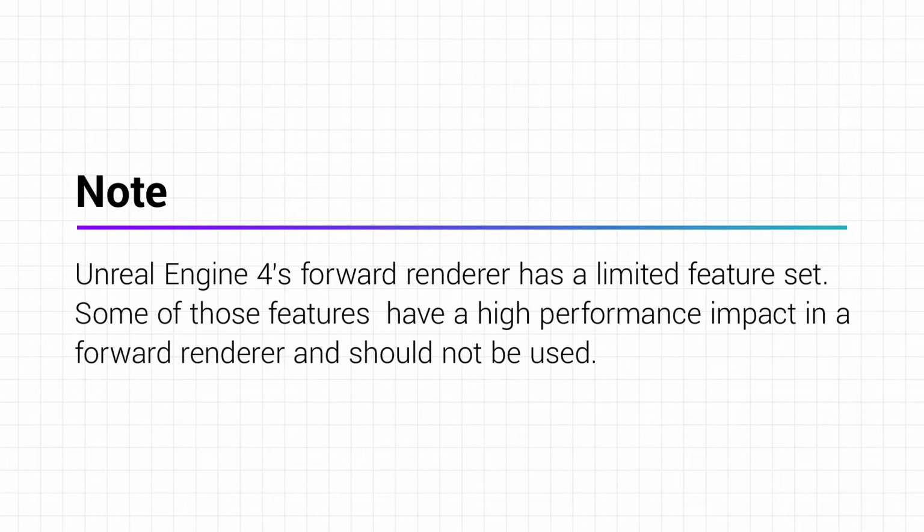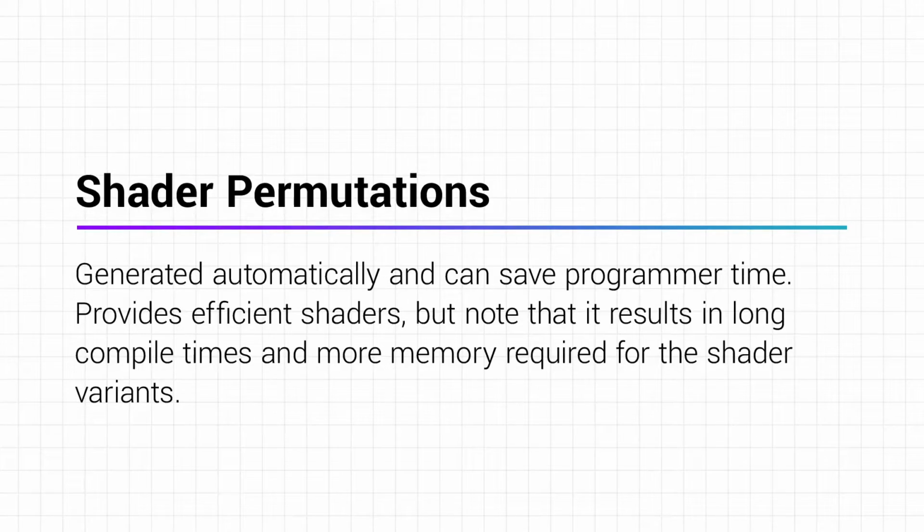A long time ago, it was possible to render scenes with only a few handwritten shaders, but this became inefficient and tedious when it required more and more features. Unreal's method of choice is to essentially write an Uber shader implementing the general case and having shader variants, known as shader permutations. This is generated automatically. This can save programmers time and provide efficient shaders, but note that it results in long compile times and more memory required for the shader variants.